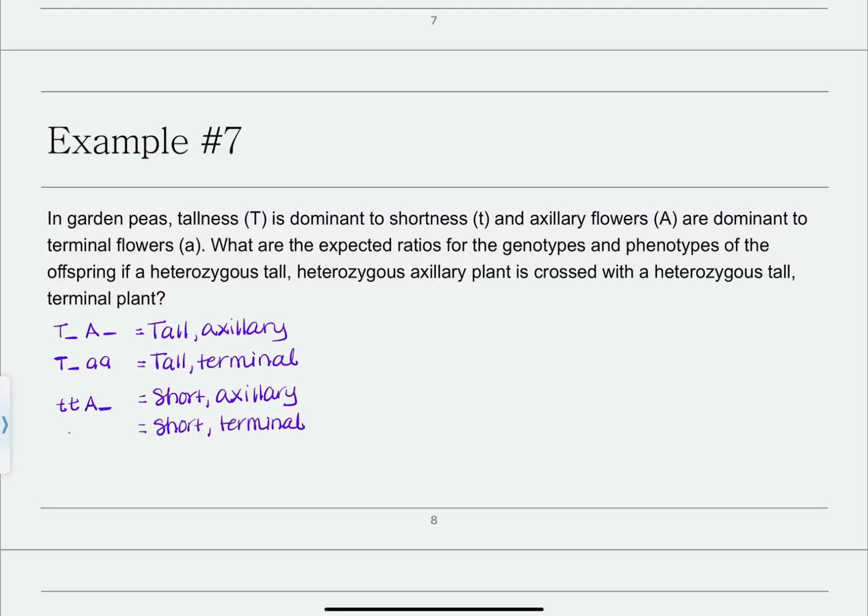Now we're looking for short and terminal. This has only one possible genotype because they're talking about phenotypes that require both recessive alleles. So we need two lowercase t's and two lowercase a's, and essentially all recessive alleles in order to have that phenotype. So you can imagine that one's probably going to be the rarest type of phenotype that you're going to see in the offspring. Okay, so now let's figure out the genotypes of our parents.